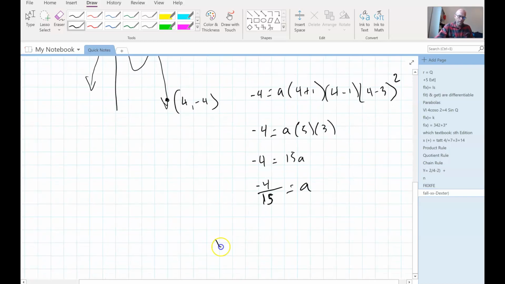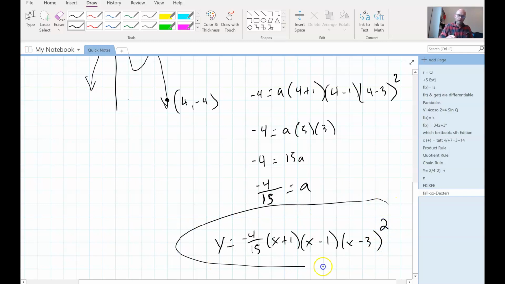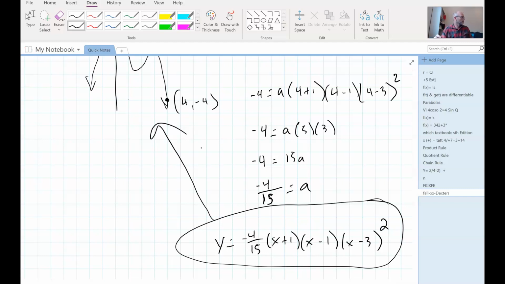So then I can go back and write my equation. Y equals -4/15 times x plus 1 times x minus 1 times x minus 3 squared. And then we're confident that the graph of this equation would be that graph. Okay?